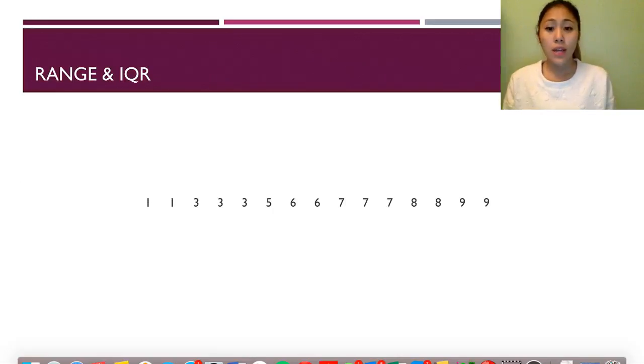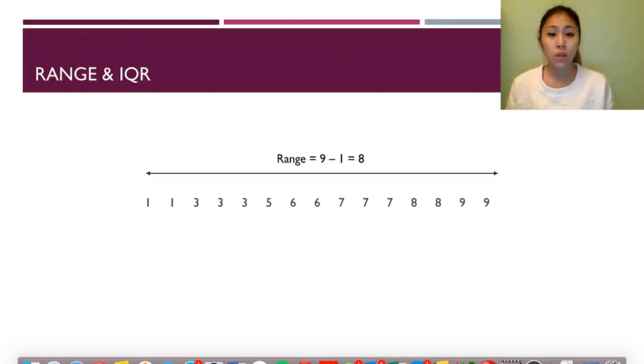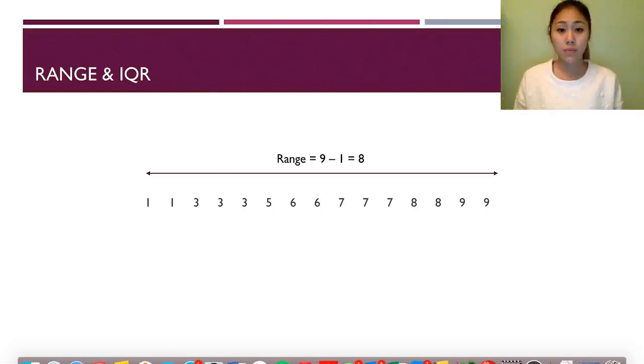Range and IQR, an example. Suppose you have this data set. The range would be the maximum, 9, minus the minimum, 1. That gives us 8. Here, if we cross out numbers to find the median, then here, median is Q2.